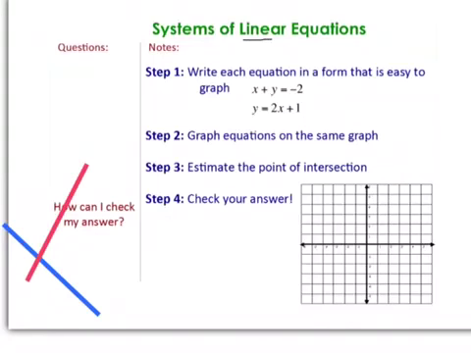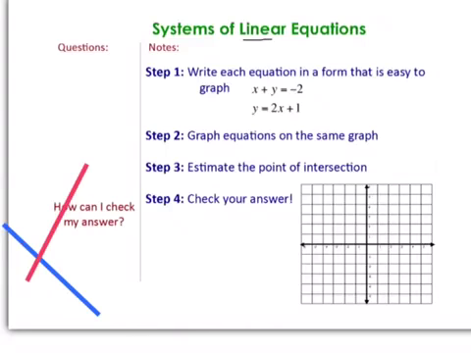Step 1 says write each equation in a form that's easy to graph. We spent a lot of time graphing straight lines, but now instead of graphing one, step 2 says graph equations on the same graph. So let's start off by looking at the first equation, x plus y equals -2.